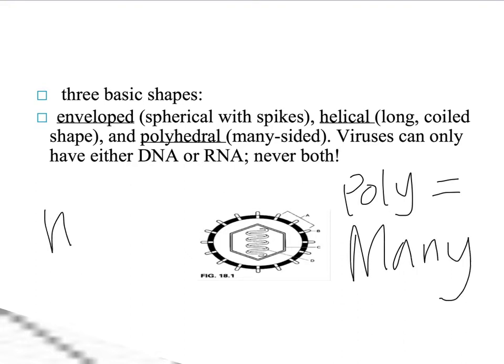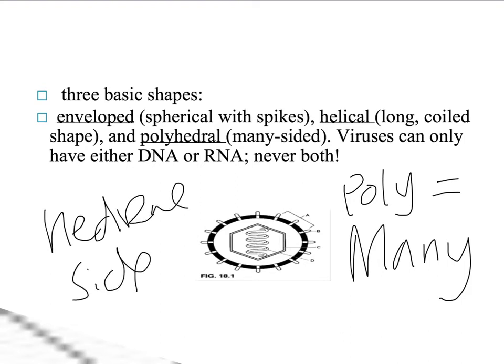Hedral means side. So I'd like you to look right here. This is an example of a polyhedral. You definitely need to know that. Another thing, so if you want to draw that, it's not on your notes, but I would take a minute to draw it if I was you. Now, viruses can have either DNA or RNA, but they cannot have both.